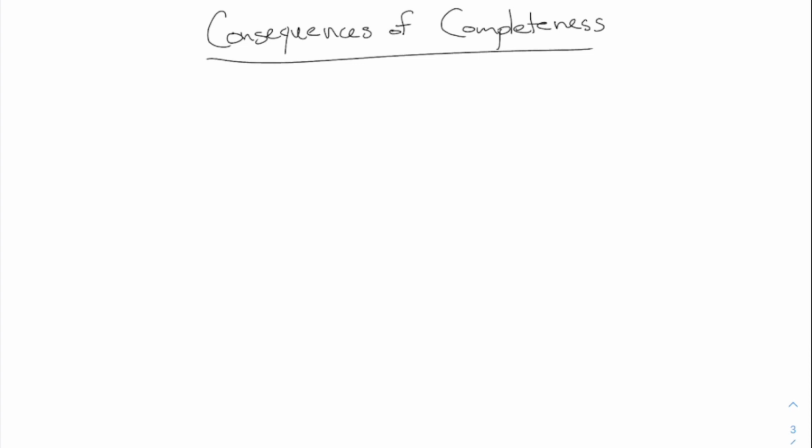These are consequences of completeness. So here is our first, we're going to talk about two major consequences of the completeness axiom. And the first is, I'll just write it as a theorem here. It's called the nested intervals property.